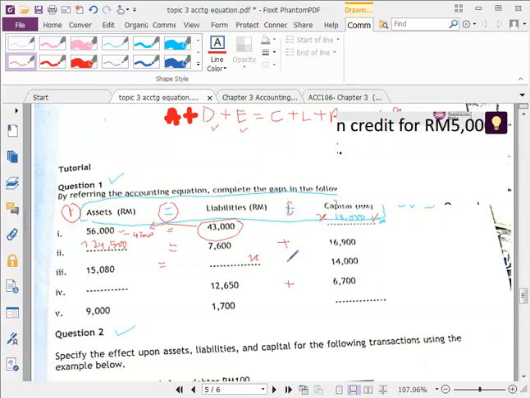Azri, did you? Atika, berapa jawapan dia? Okey, betul. Jawapan dia adalah 1,080. Okey. Macam mana dapat 1,080? 15,080 minus 14,000. So dapatlah 1,080. Okay, how about the fourth one?